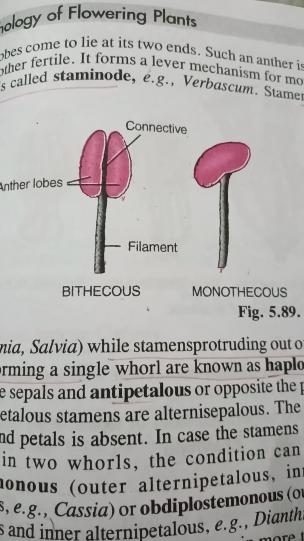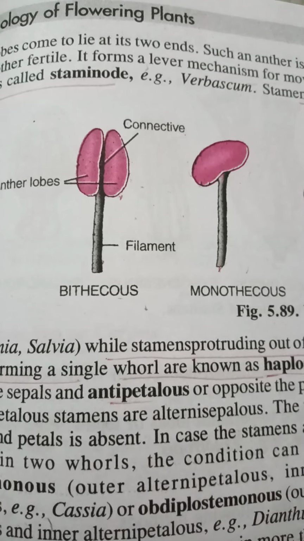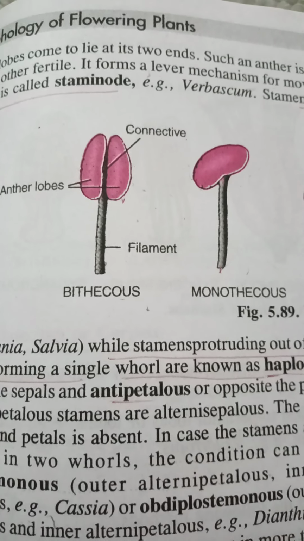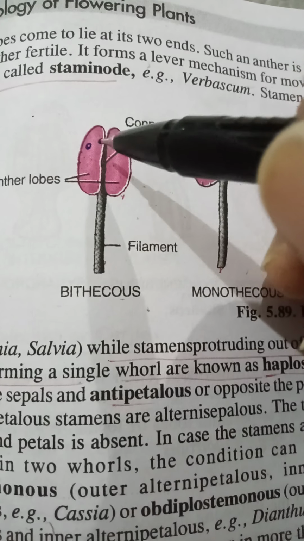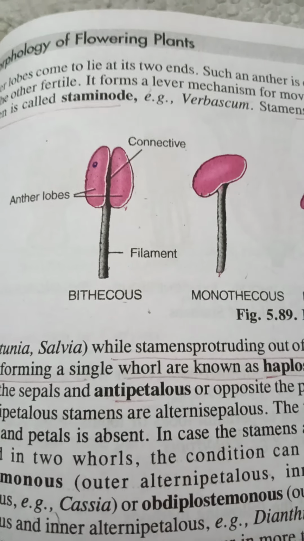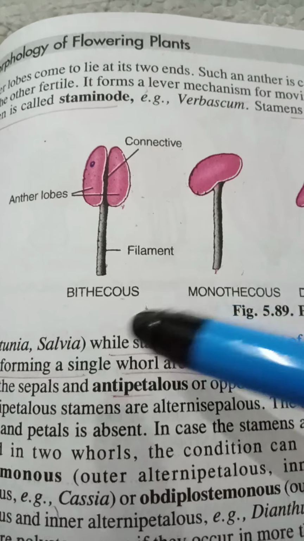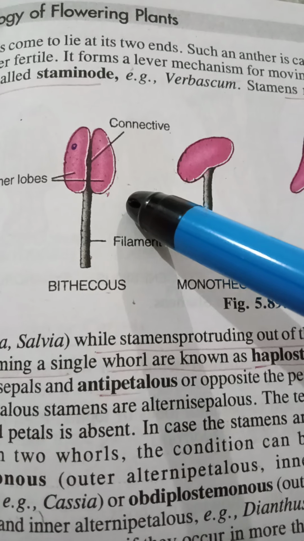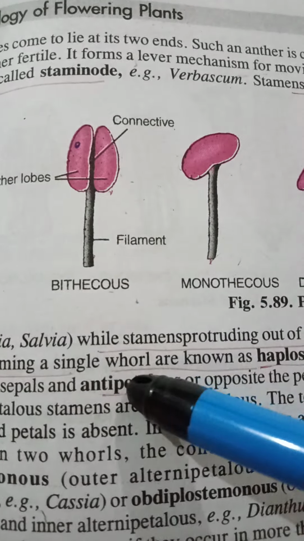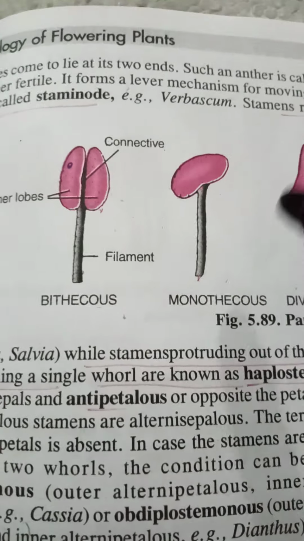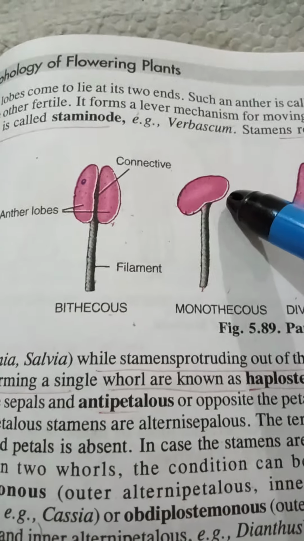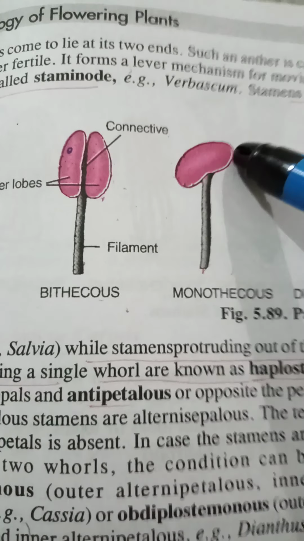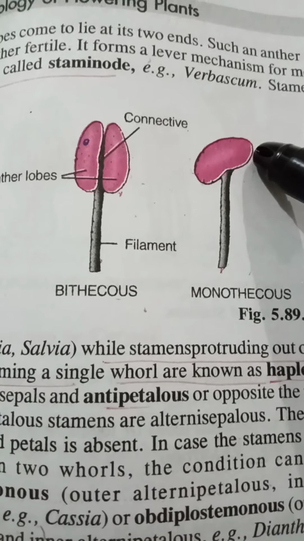Each anther lobe has two pollen sacs. That means a single bithecous anther will have four pollen sacs, so they are known as tetrasporangiate. Similarly, here one lobe, two sporangia, isn't it? That means two pollen sacs. So definitely it is bisporangiate.